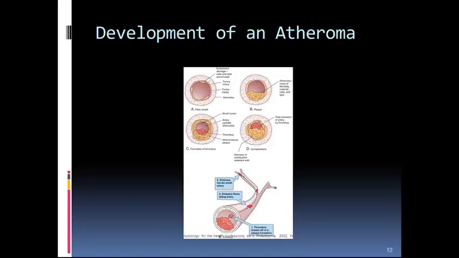So here's a picture of how it develops. You have your myocardium here and little fat deposits starting, and then the plaques build up, as you can see here, and it narrows that artery. Oftentimes this plaque will erupt and cause a thrombus, which you can see the start of here, which can eventually totally occlude this artery, causing ischemia.